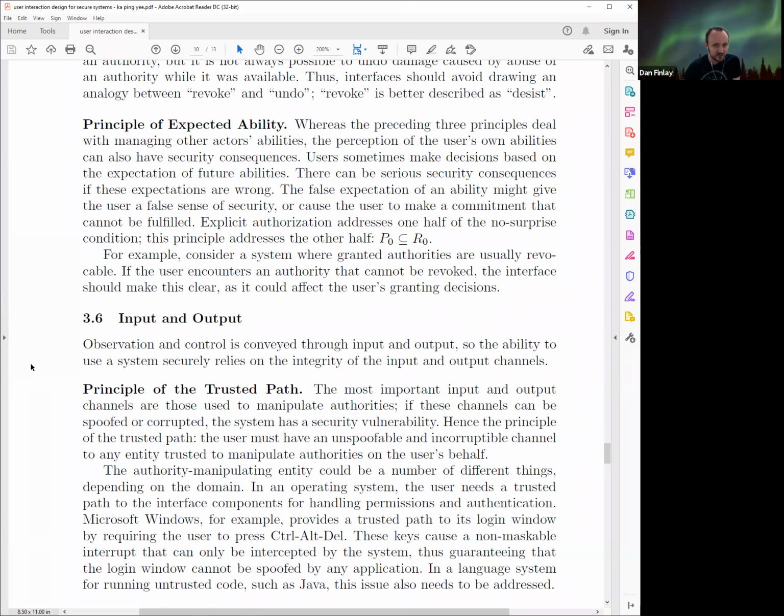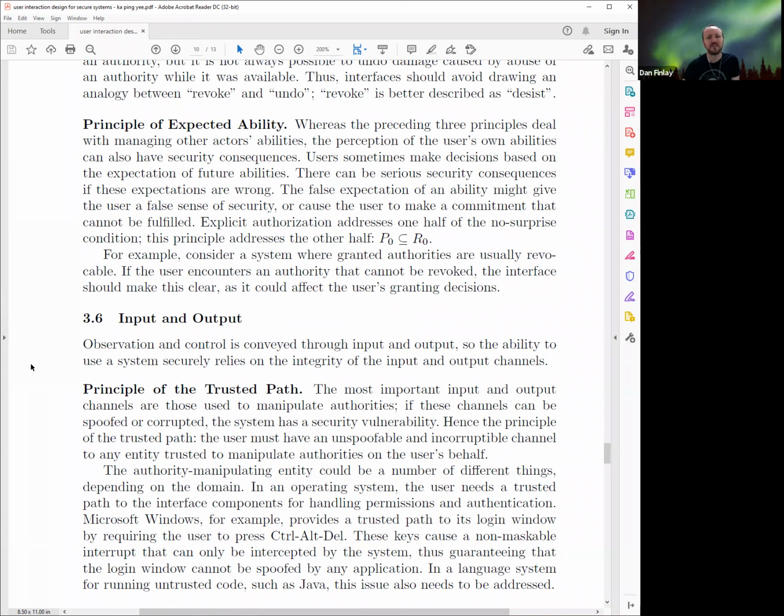Explicit authorization addresses one half of the no surprise condition. This principle addresses the other half, that a user's perceived abilities are the subset of their real abilities. For example, consider a system where granted authorities are usually revocable. If the user encounters an authority that cannot be revoked, the interface should make this clear, as it could affect a user's granting decisions.